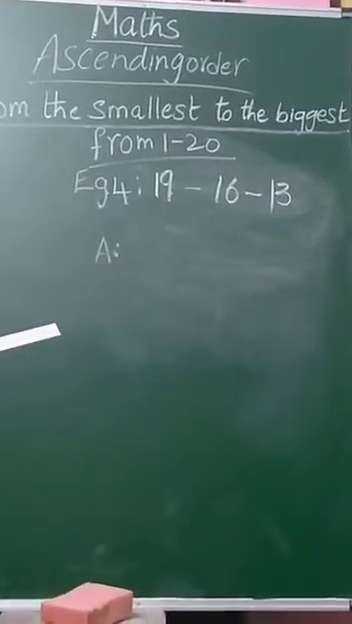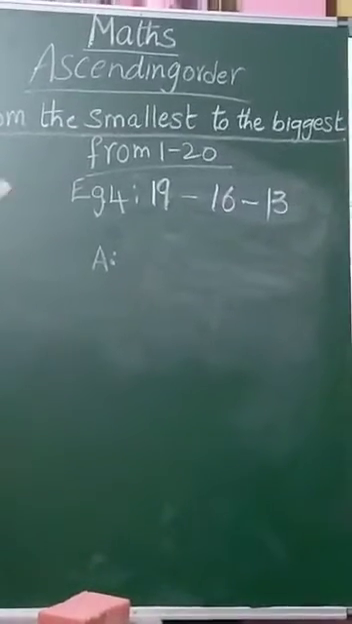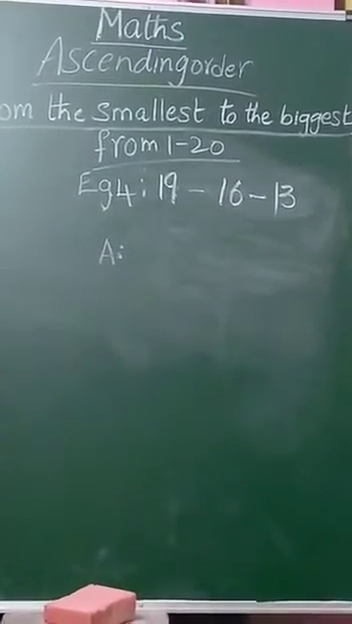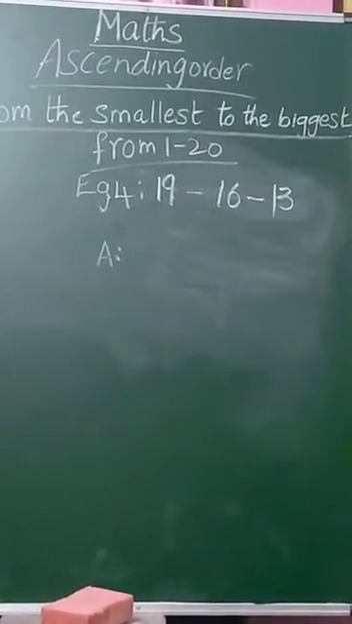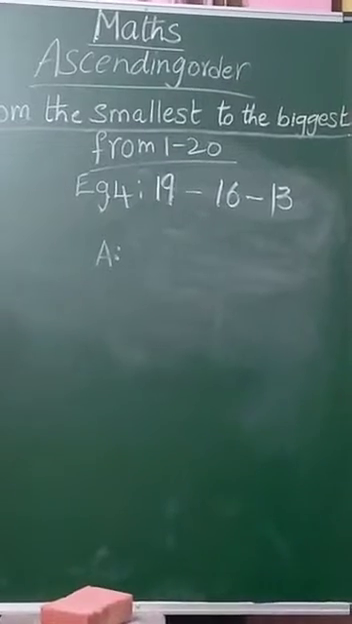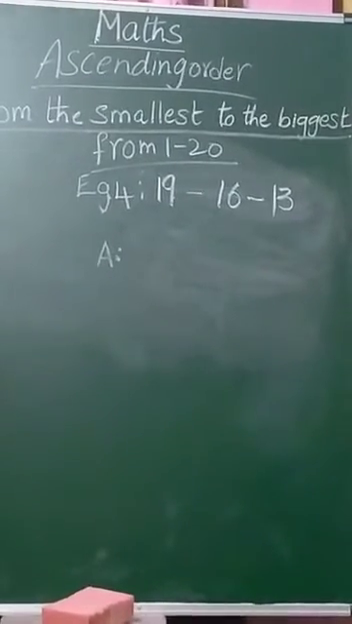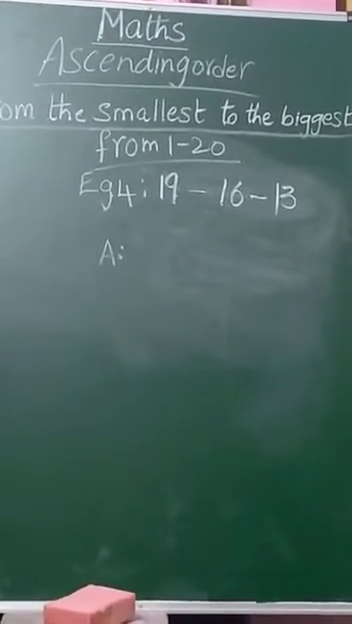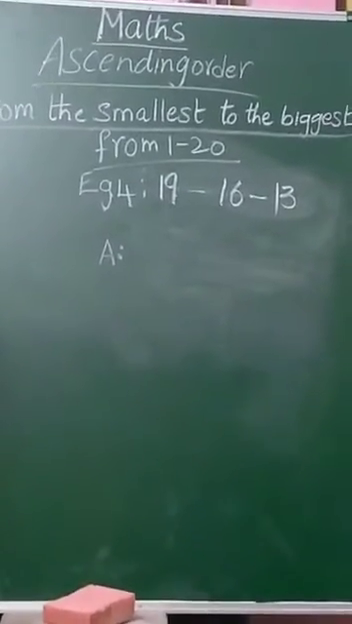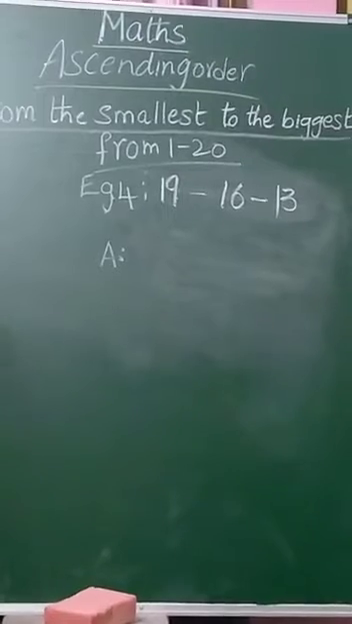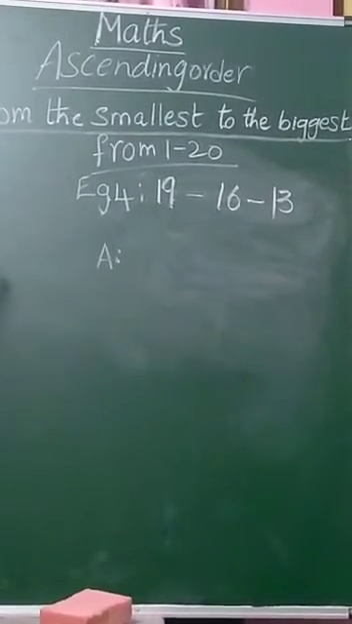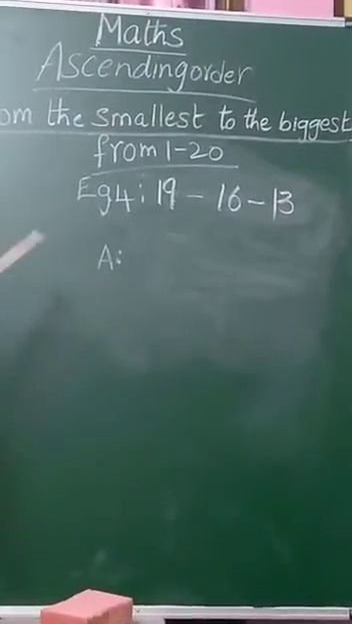Shall we count the numbers together? Yes. Do you have 1 there? Not given. Do you have 2? Not given. Do you have 3? Not given. Do you have 4? Not given. Do you have 5? Not given. Do you have 6? Not given. Do you have 7? Not given. Do you have 8? Not given. Do you have 9? Not given. Do you have 10? Not given. Do you have 11? Not given. Do you have 12? It is also not there. Do you have 13? Yes, there it is.